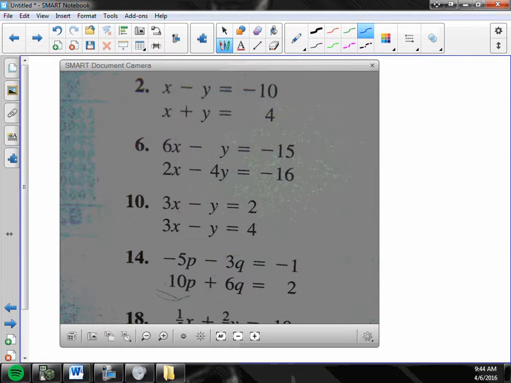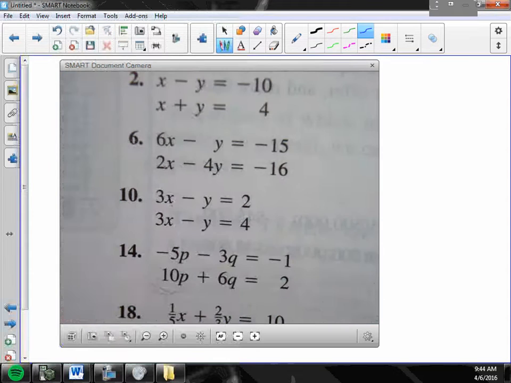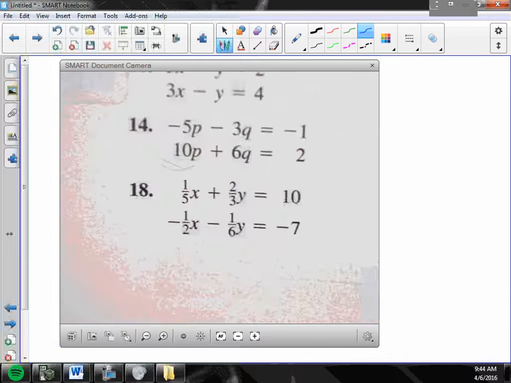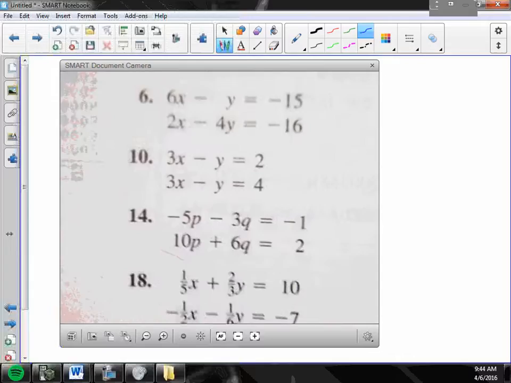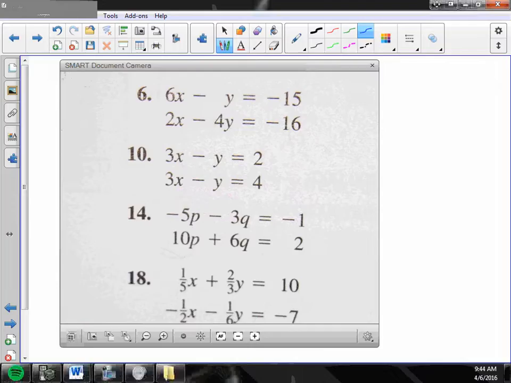Take a look at number 10. What variable is going to be the easiest to solve for there? One of the y's. Why don't we want to solve for x? Because we're going to have to divide by 3, and neither 2 nor y are divisible by 3, and we're going to end up with a fraction, and it's not going to work.